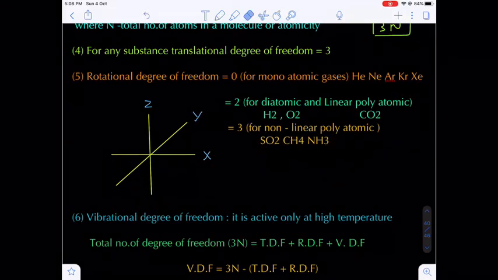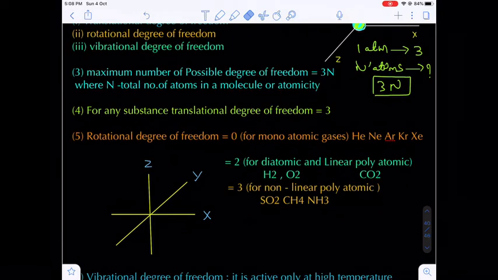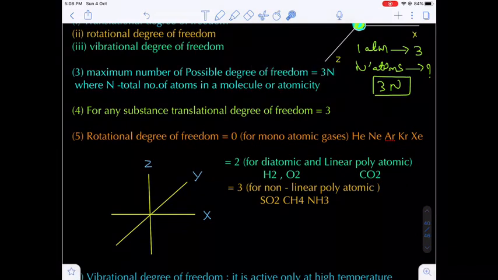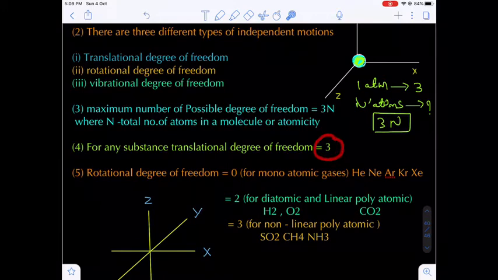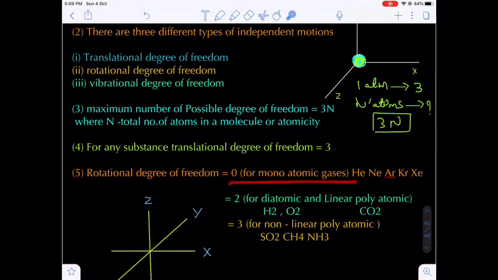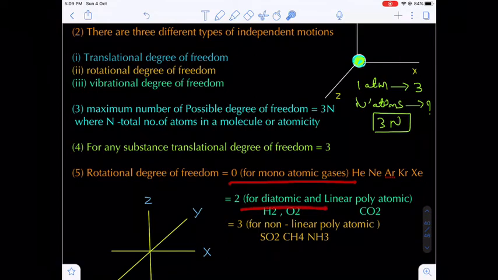So overall, once again I am repeating. First of all, translational degree of freedom: how many? 3 for all substances irrespective of atomicity. Now come to rotational degree of freedom. In the case of monoatomic, 0. In the case of diatomic or linear polyatomic, 2. In the case of non-linear polyatomic, it will be 3. This corresponds to rotational degree of freedom.